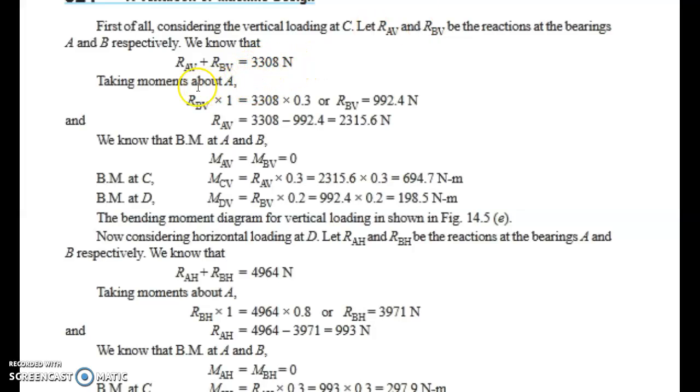If we take the moment at point A, we can write RBV into 1 is equal to 3308 into 0.3. What is that value? If we substitute all these values here, we will get RBV is equal to 992.4 Newton. And using this first equation, if we get the value of RBV, we can find the value of RAV. What is that value?